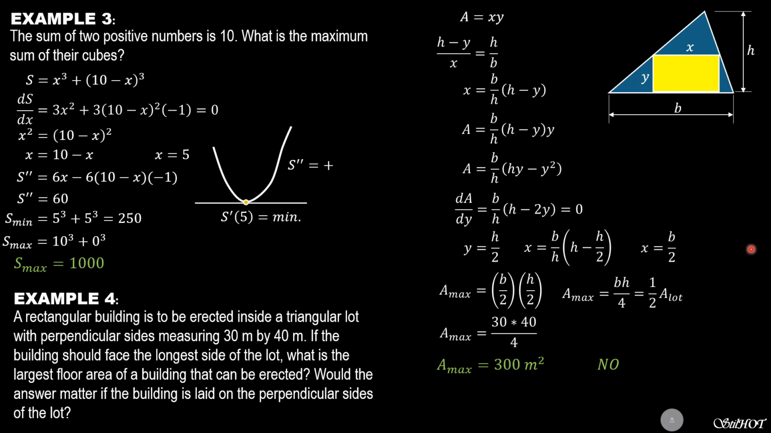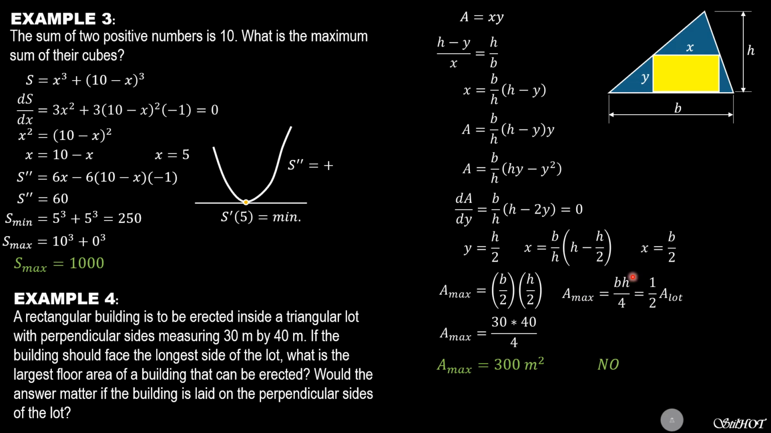one half of the perpendicular dimensions. So to easily recall that, the dimensions of the biggest rectangular lot or building that can be erected in a triangular lot is such that the dimensions of the building would be half correspondingly of the parallel dimensions. So b over 2 times h over 2. So area max is bh over 4.